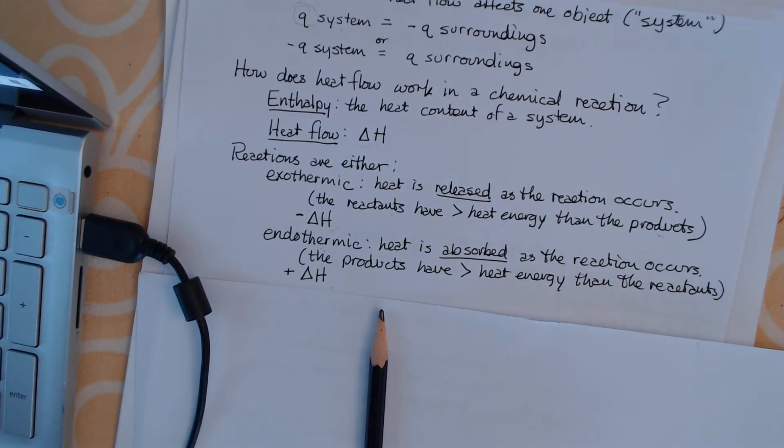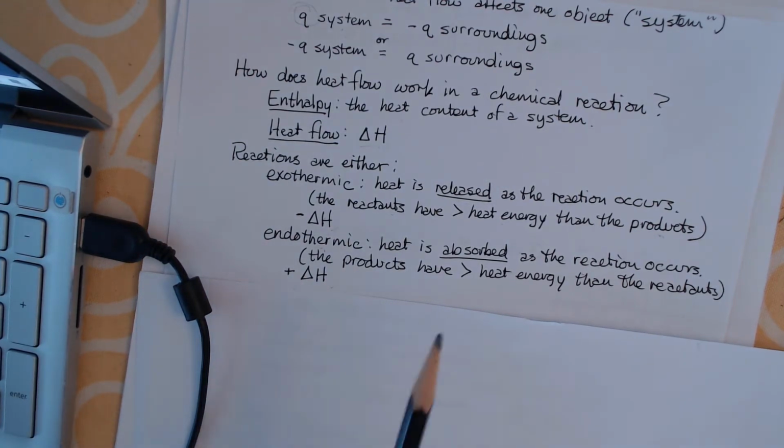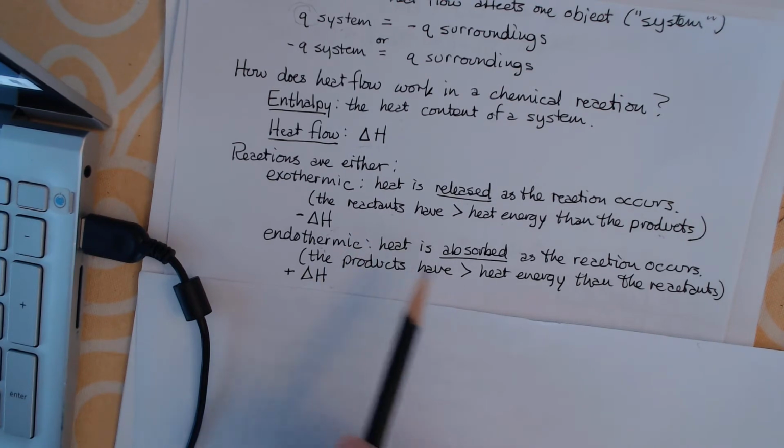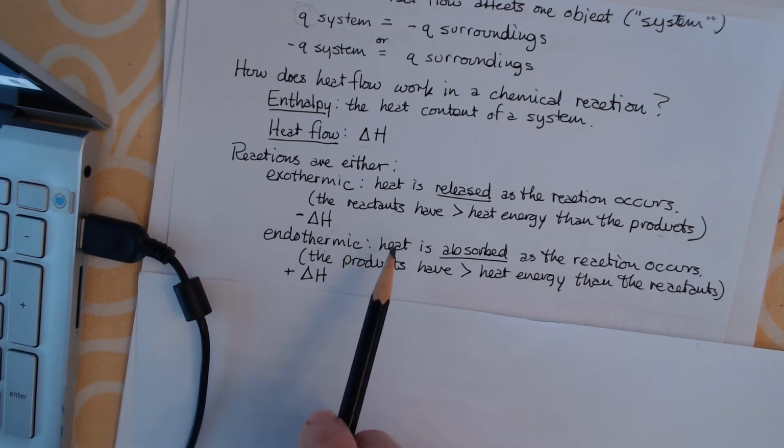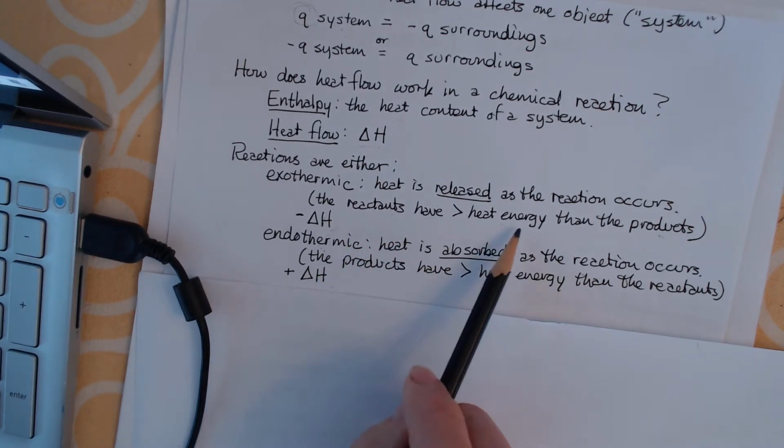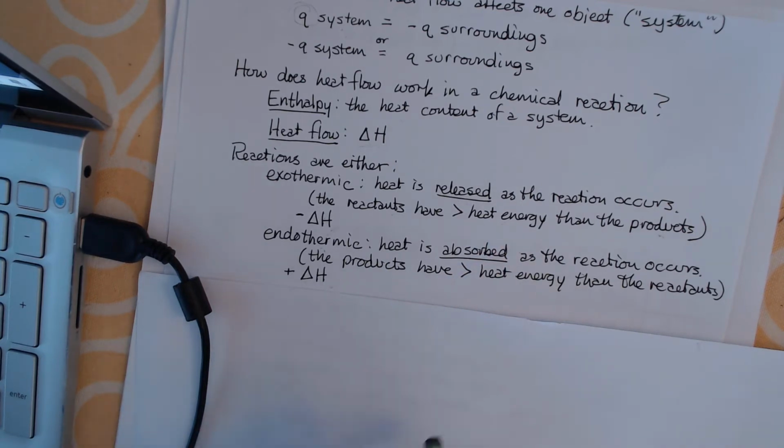Okay, so you already know the terms exothermic and endothermic. So when we release heat in a reaction, it's called an exothermic reaction. When we gain heat in a reaction, heat is absorbed from the surroundings. We say that that is an endothermic reaction. And it makes sense that the reactants have either greater heat energy than the products in an exothermic reaction, or they can have less if it's an endothermic reaction.